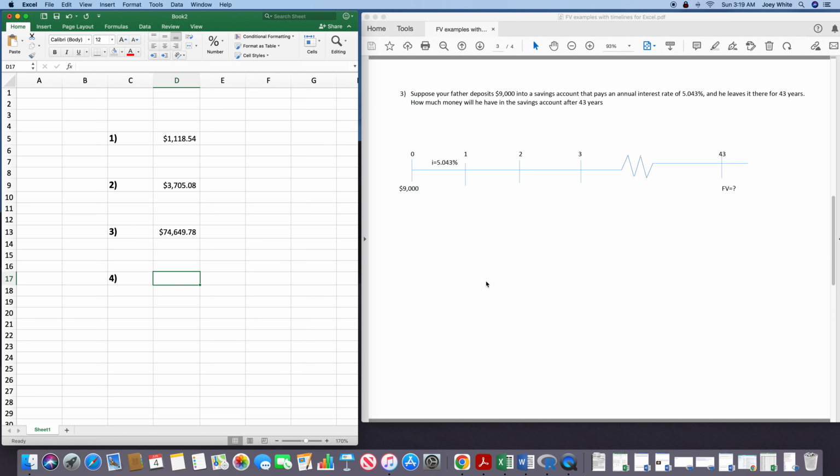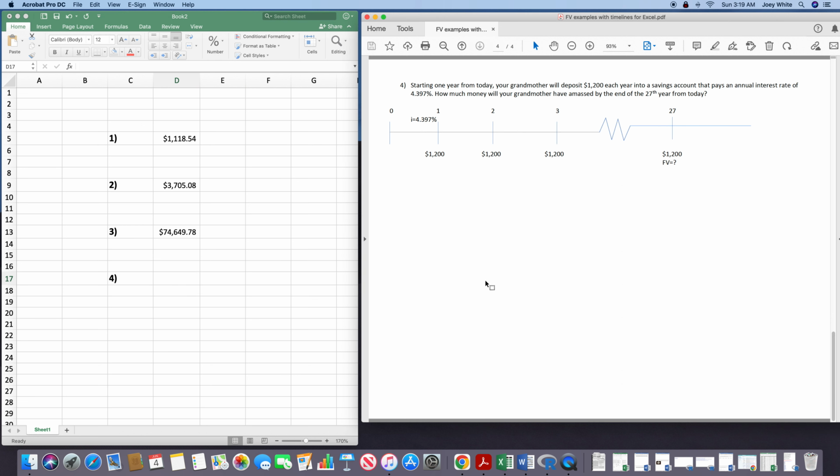Last one. Let's move on to problem 4. It looks like we have another annuity problem. So starting 1 year from today, your grandmother will deposit $1,200 each year into a savings account that pays an annual interest rate of 4.397%. How much money will your grandmother have amassed by the end of the 27th year from today?